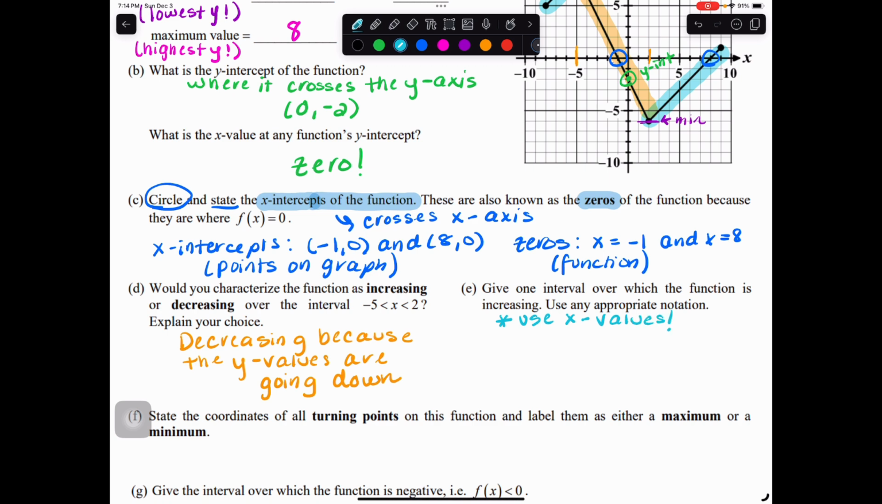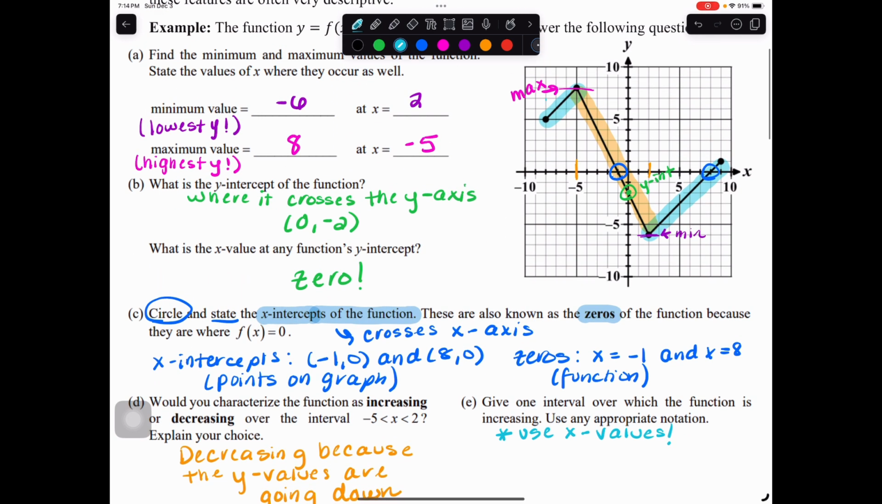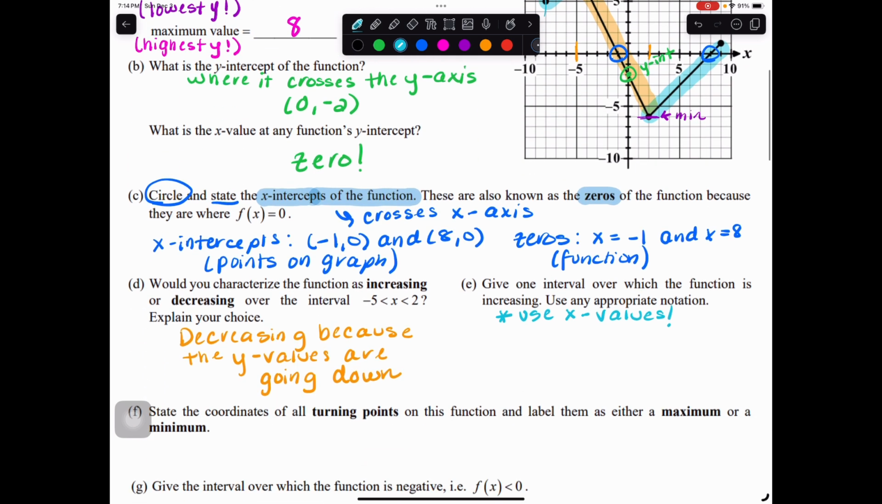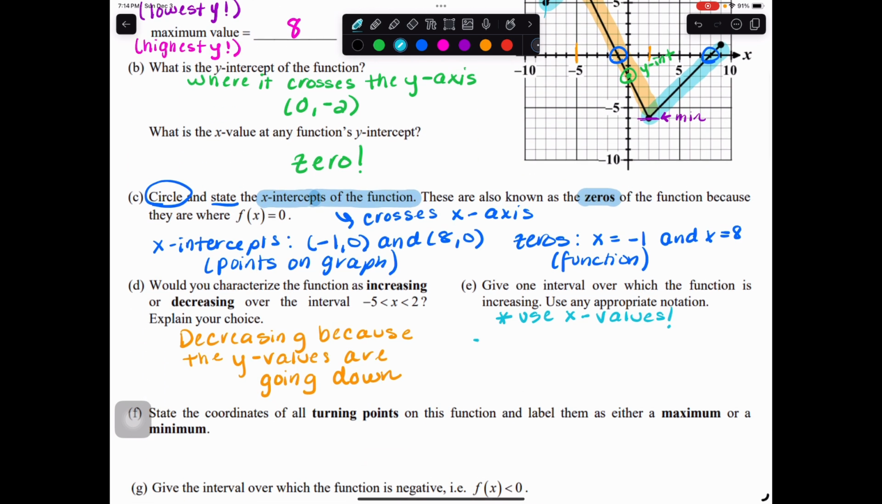So we have a couple choices here. The first section that I graphed is going from an x value of -8 to an x value of -5. So we'll write -8 is less than x is less than -5. That's the first interval in which it is increasing.